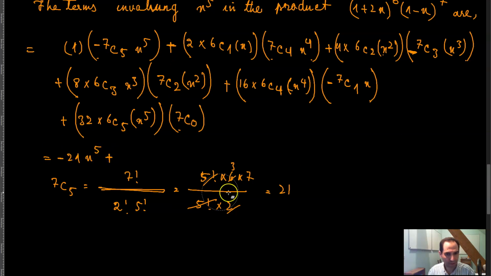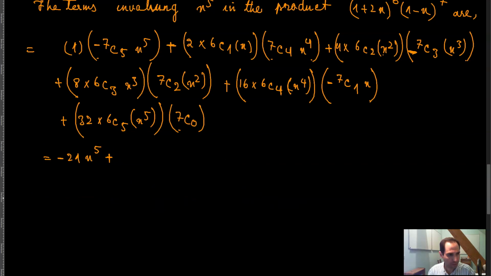And add to that, so you have 6 combination 1. 6 combination 1 is the same thing as, n combination 1 is equal to n, of course, right? So that's equal to 6. 2 times 6 is equal to 12. So that's 12 times x, this first part over here.